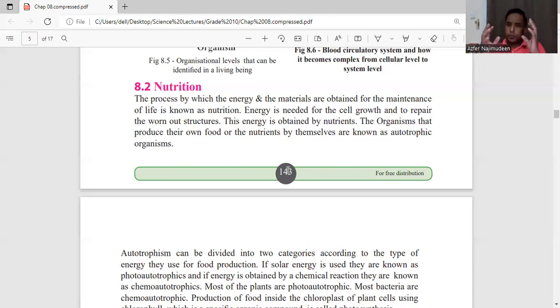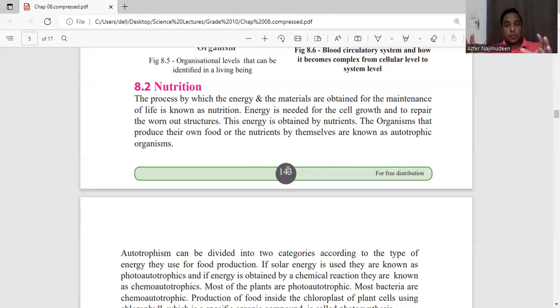So organisms that produce their own food are called autotrophic, and the organisms that depend on autotrophic organisms are called heterotrophic. Now you know we are heterotrophic. We human beings, animals, we are heterotrophic, but plants are autotrophic. Because we cannot produce our own food. If we want to have our nutrition, what do we do? We either take the plants or else we depend on another animal. That means we have no ability to produce our own food.